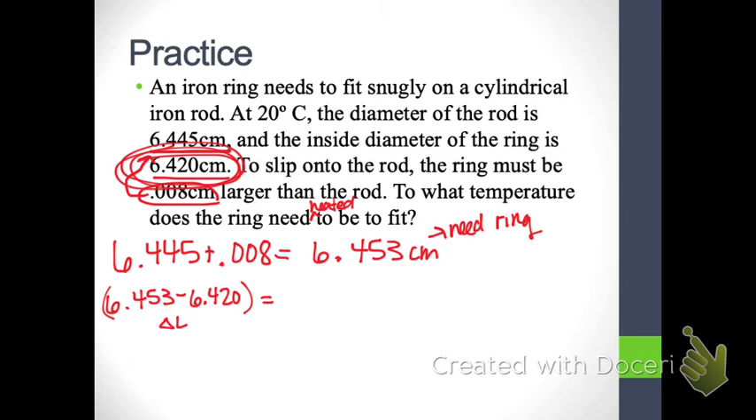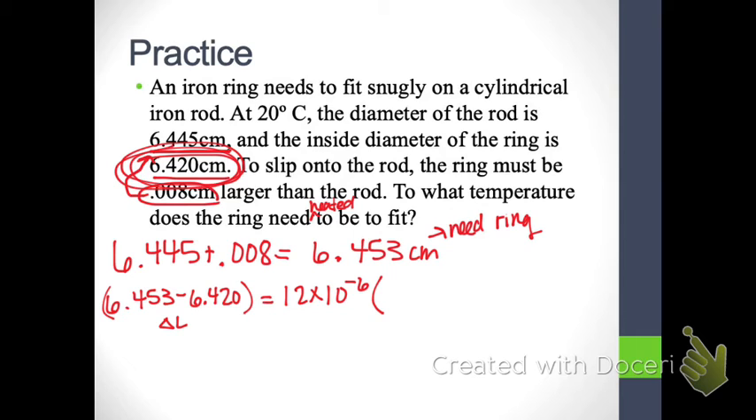Equals, it's a, what kind of ring? An iron ring. Do you guys have iron on there? Oh, goodness, you don't. Okay. The iron, it's the same as steel. 12 times 10 to the -6. Okay. So my alpha coefficient is 12 times 10 to the -6.